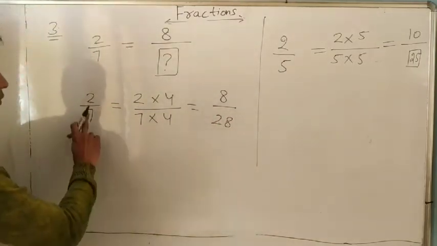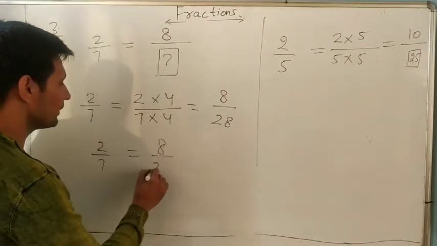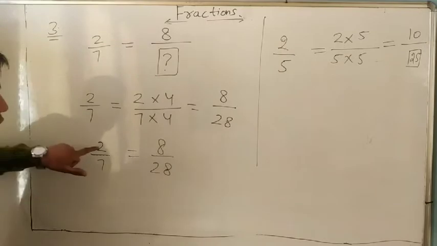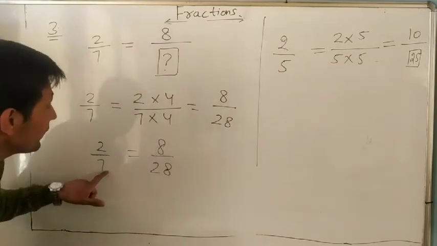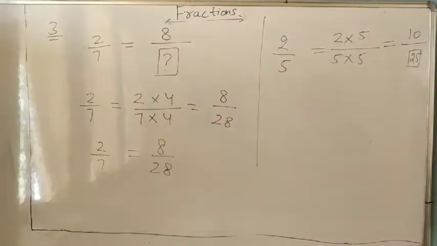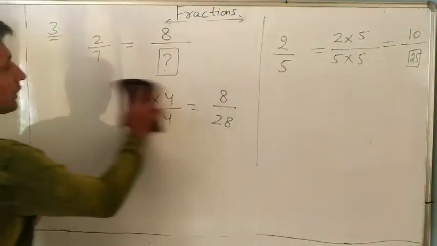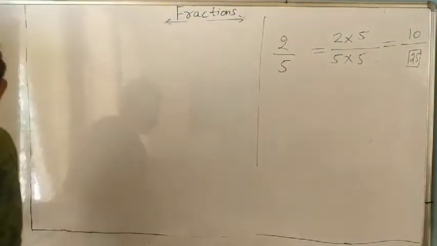So 2 by 7 equals 8 upon 28. It means 2 into 4, 8, and 7 into 4, 28. So multiply or divide by the same number. Okay, so it is the equivalent fraction. One more part of the third question, and the rest you do yourself.